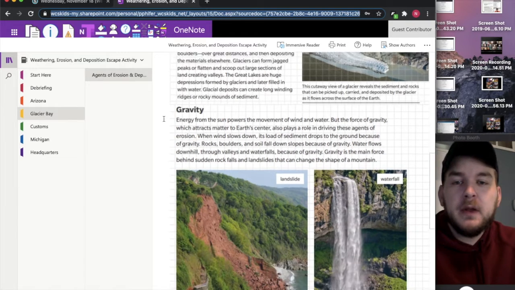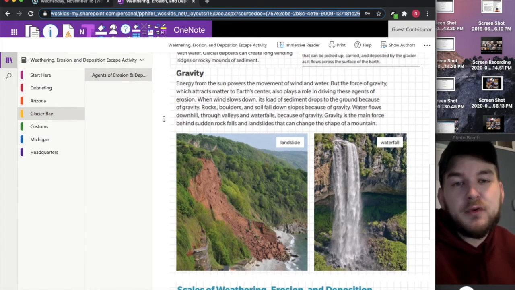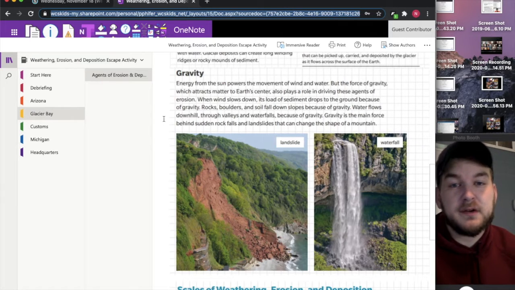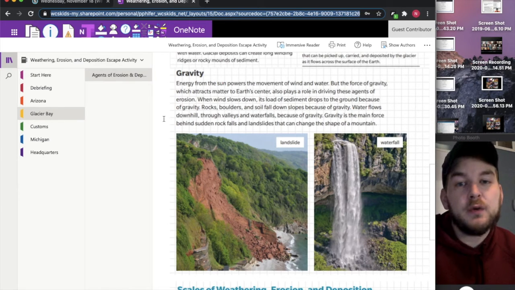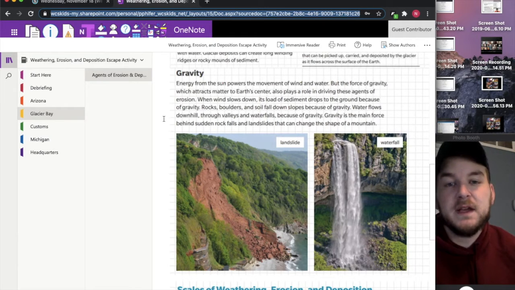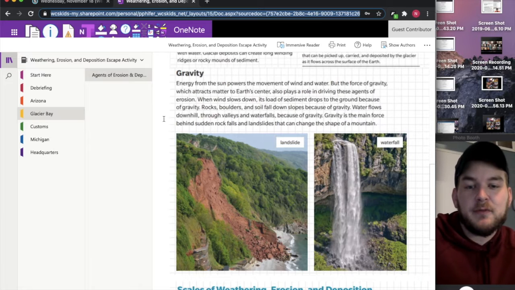Gravity. Energy from the sun powers the movement of wind and water, but the force of gravity, which attracts matter to Earth's center, also plays a role in driving these agents of erosion. When wind slows down, its load of sediment drops to the ground because of gravity. Rocks, boulders, and soil fall down slopes because of gravity. Water flows downhill through valleys and waterfalls because of gravity. Gravity is the main force behind sudden rockfalls and landslides that can change the shape of a mountain.